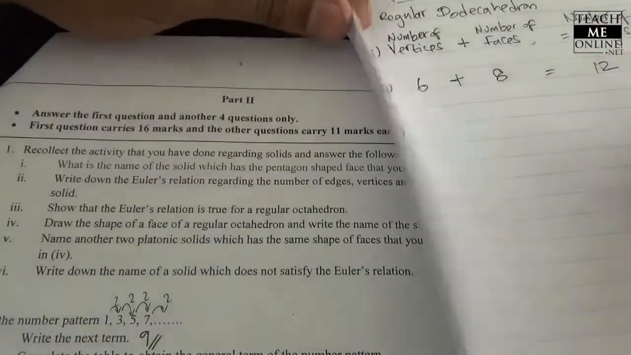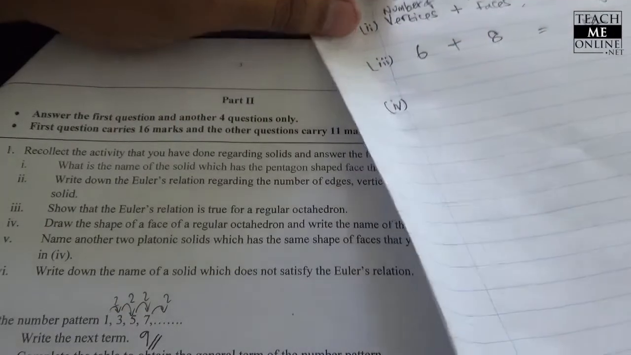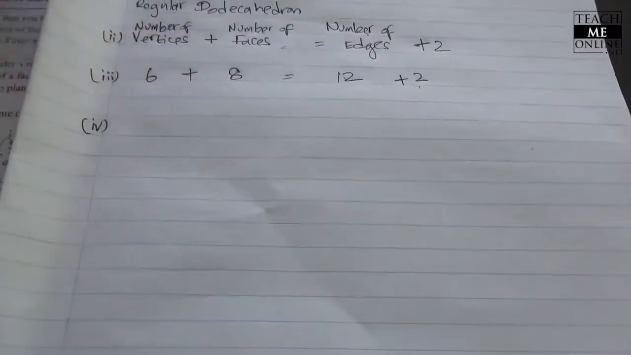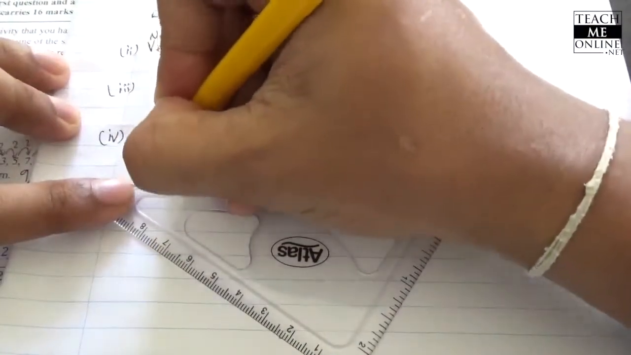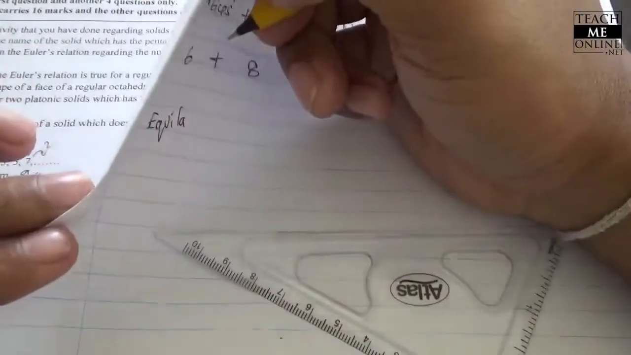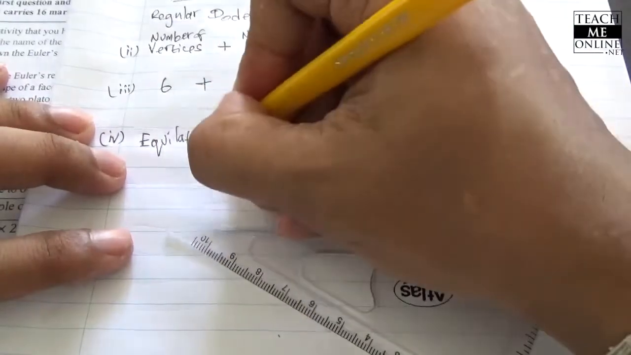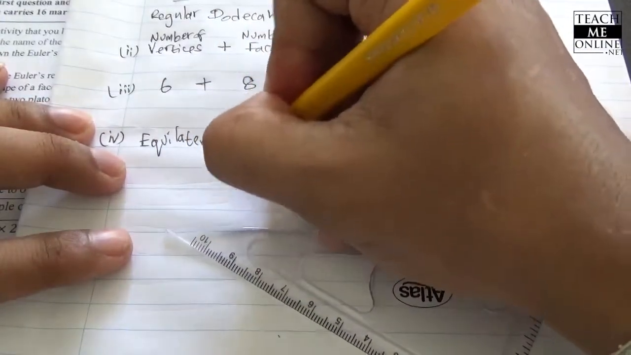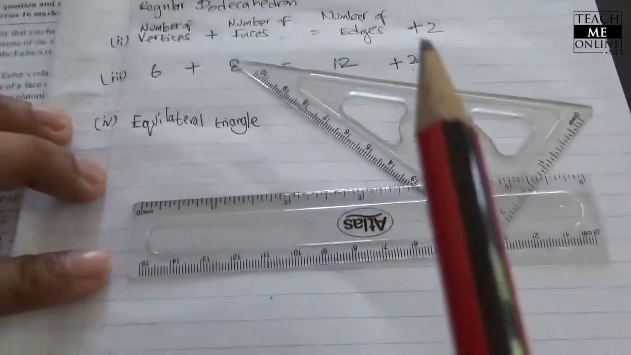Part 4. Draw the shape of a face of a regular octahedron and write the name of its shape. Right. So a regular octahedron will be made up of an equilateral triangle. So we have to draw an equilateral triangle for the octahedron. Equilateral triangle means a triangle with all 3 sides being equal.